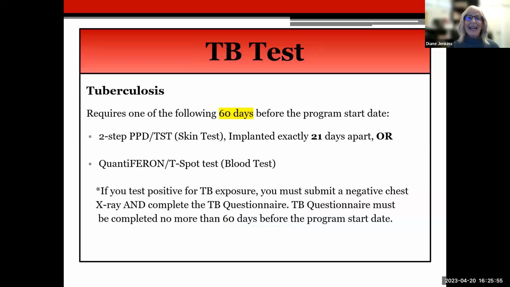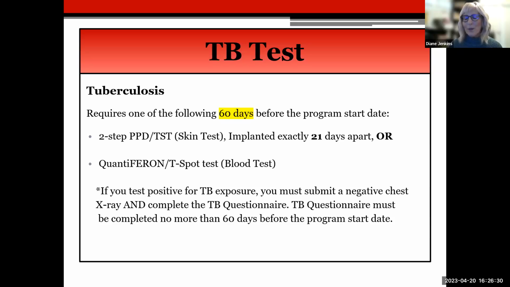The TB test is also required, and this one is the 60-day requirement. This TB test has to be done within 60 days, so you cannot even have this done until that June 15th date. You can print out your application, have all the other requirements I talked about done, and then on June 15th, go and get your TB test. There are different options. You can have a 2-step TB skin test. What does that look like? It's different from a 1-step.